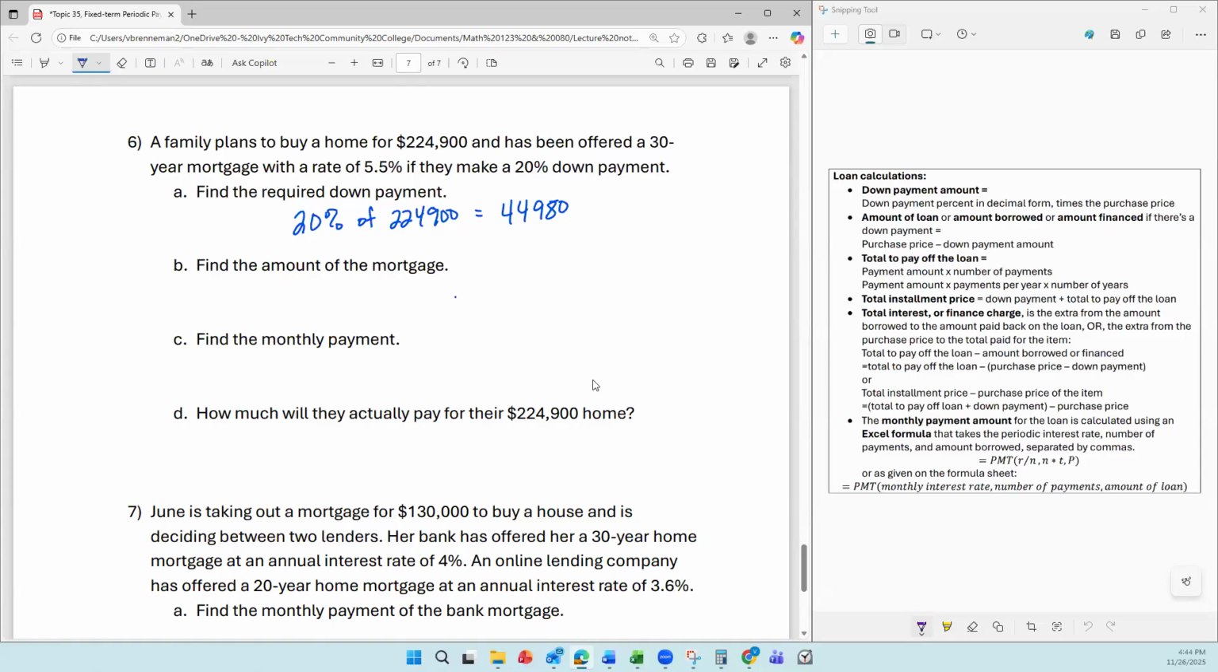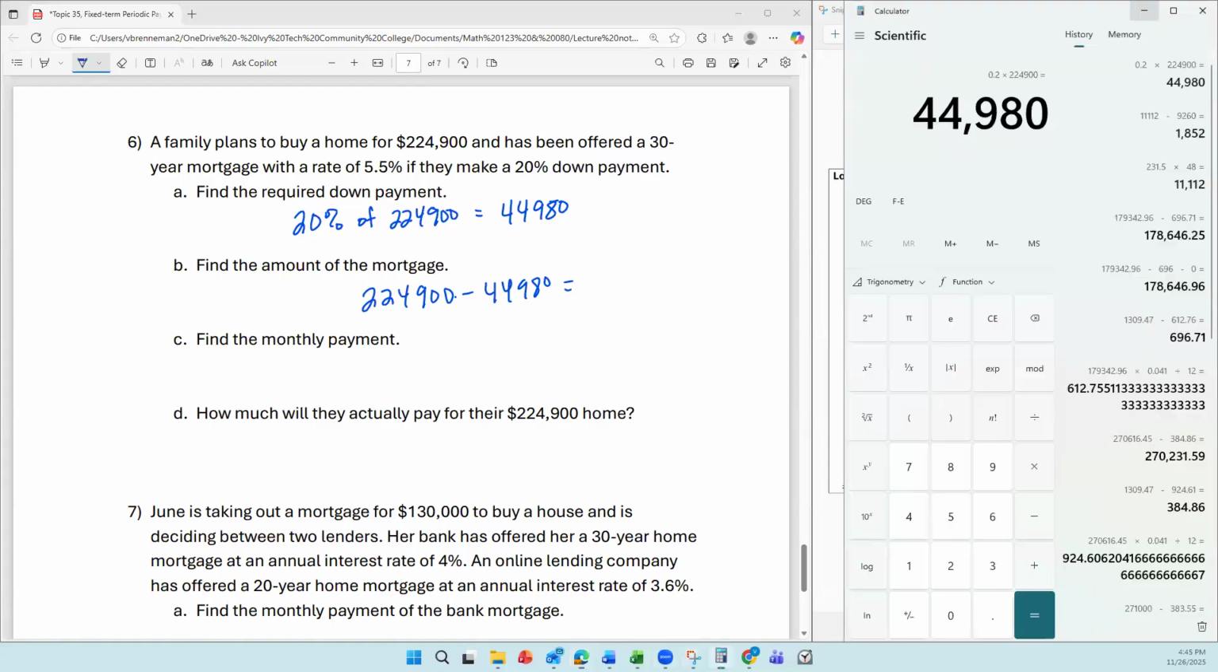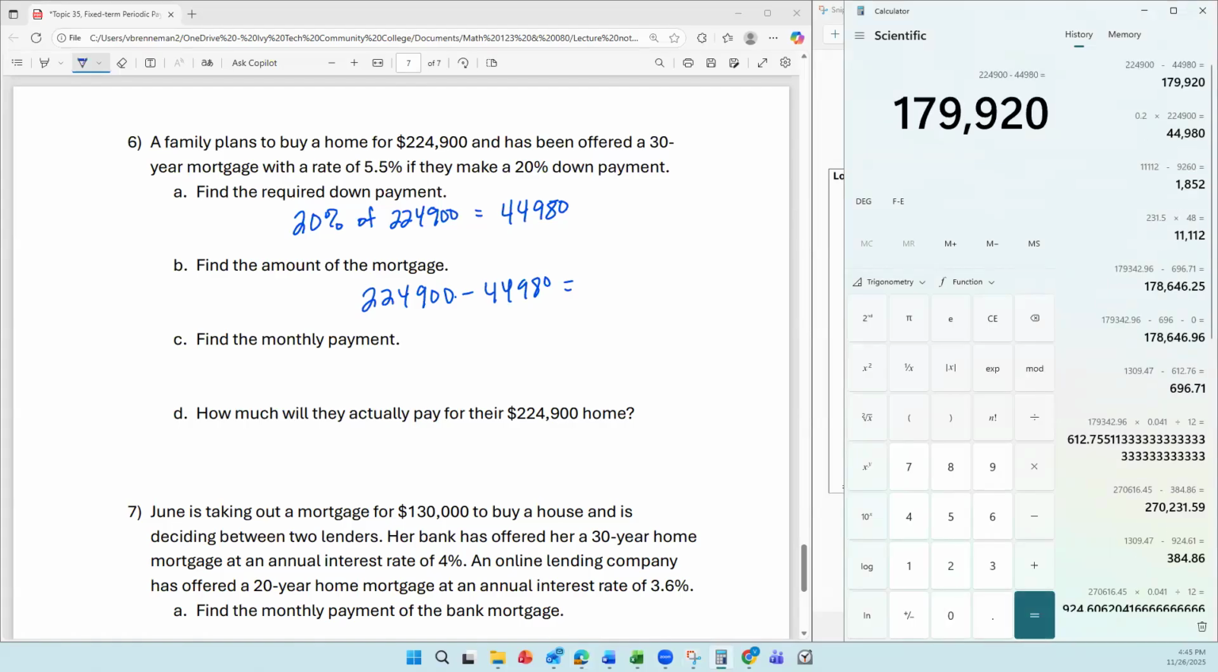The amount of the mortgage is whatever's left after the down payment. So the 224,900 minus the 44,980 is what they will have to actually get the mortgage for. So that's 179,920.